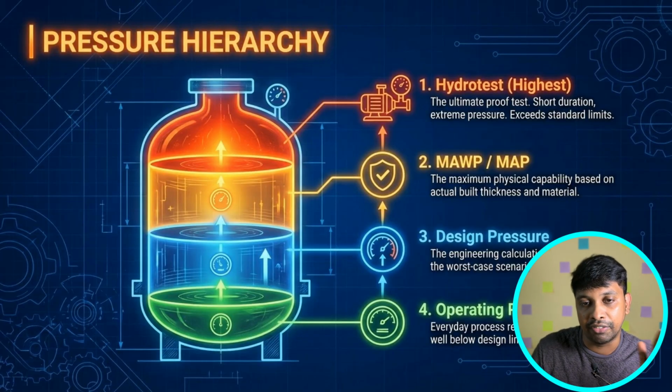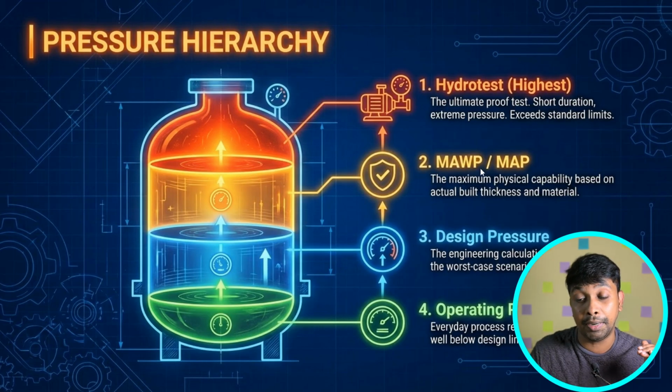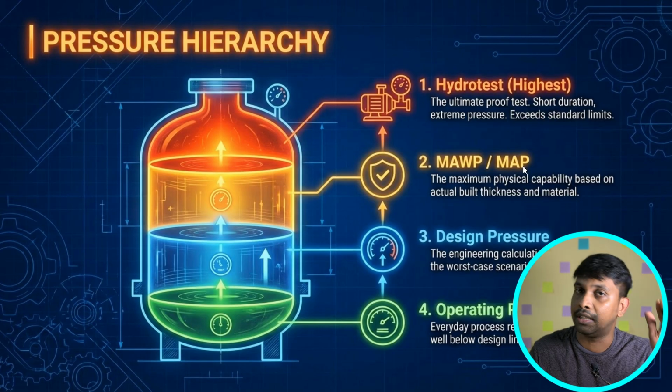What is the hierarchy of the pressure vessel pressures? The topmost one is hydrostatic pressure. It is normally the highest because we use this pressure only for testing. The next ones are MAP and MAWP. Normally MAP is the highest one, the next one is MAWP, as I already explained. The next one is design pressure, and the least one is the operating pressure.